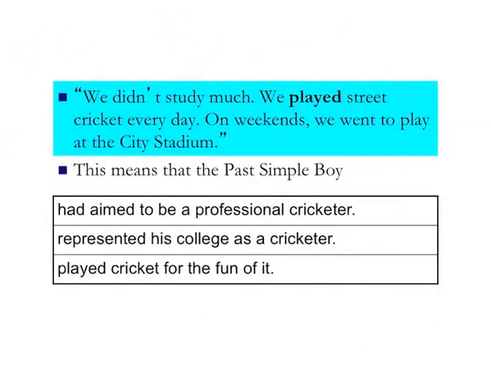Next one. Again, I'll read a sentence and a question will follow. We didn't study much. We played street cricket every day. On weekends, we went to play at the city stadium. What does this mean? This means that the past simple boy, the 3 options you have, had aimed to be a professional cricketer, represented his college as a cricketer, played cricket for the fun of it.